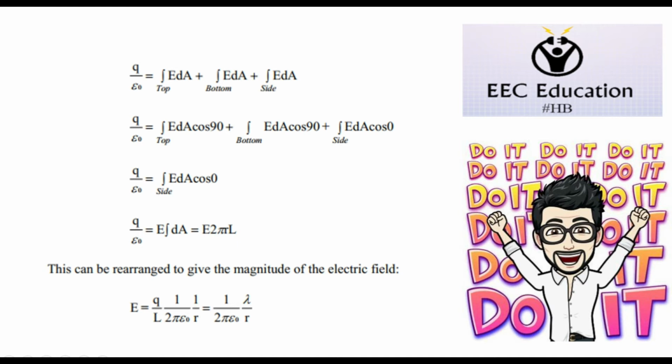Performing the integral over each surface, we get that Q over epsilon 0 is equal to E times 2 pi times L times R. So the electric field E will be equal to k times lambda over R, where R is the radius of the cylindrical surface.